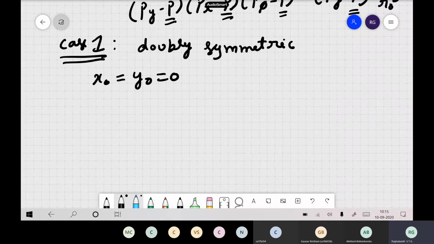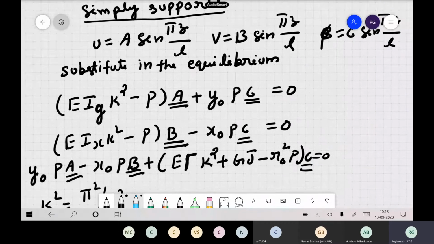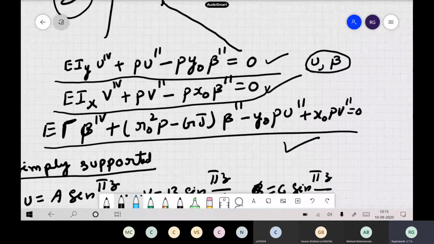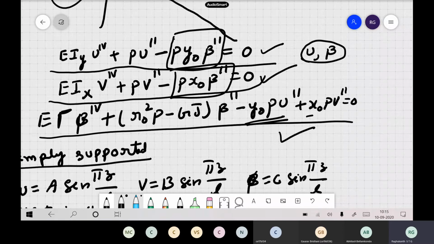Now what is the advantage you have here when X naught, Y naught is equal to 0? If you see these three equations, what happens? If X naught, Y naught are 0, this term vanishes, this term vanishes, then all of them vanish. So what is the observation? Uncoupled. All are uncoupled. U is separate, V is separate, beta is separate.